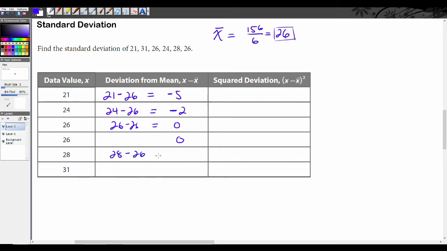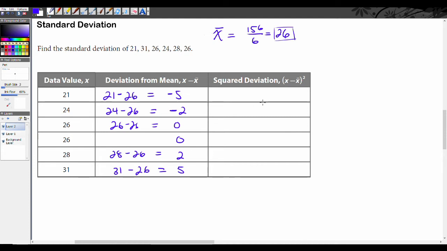28 minus 26 is 2, and 31 minus 26 is 5. So now after we've done that, we're going to come here and find the squared deviation. If you look here in the parentheses, it's the same thing that's written here: x minus the mean, squared. So what does that mean? It means take your answers from this column and square them.